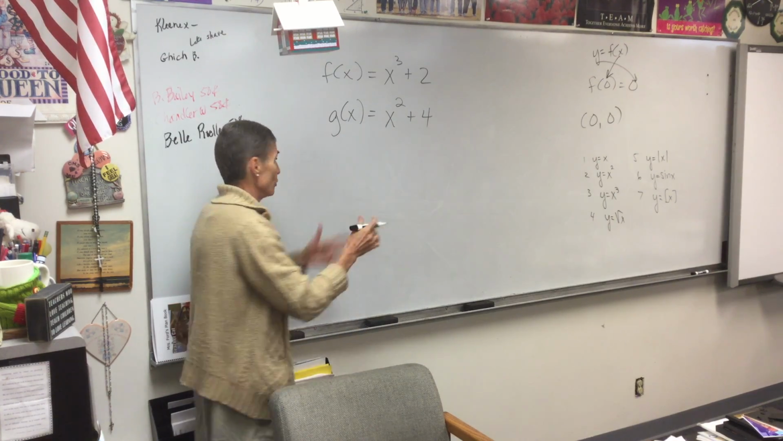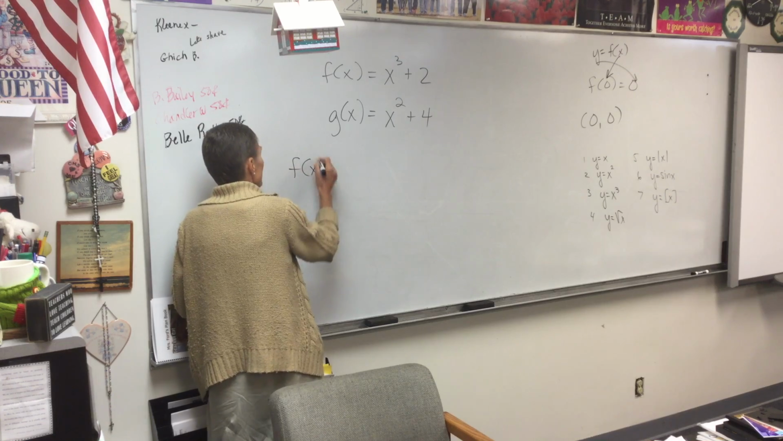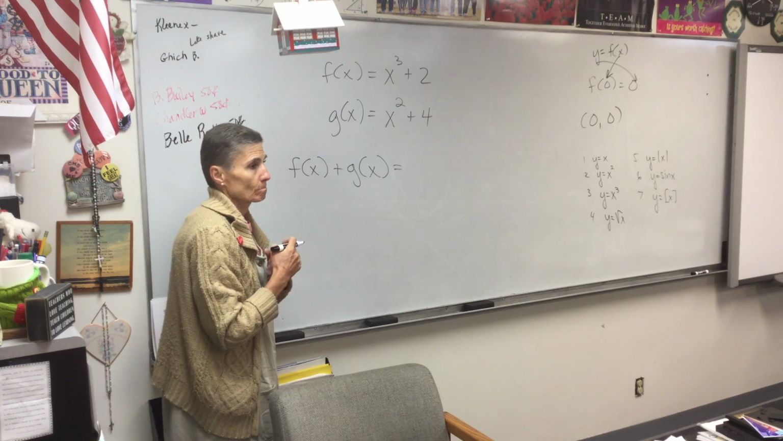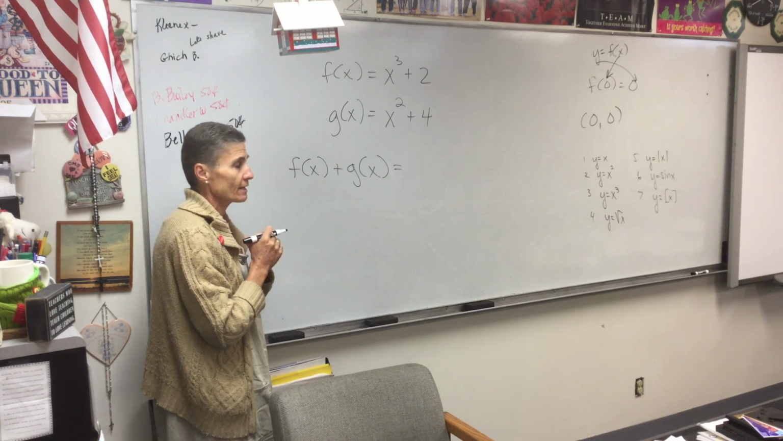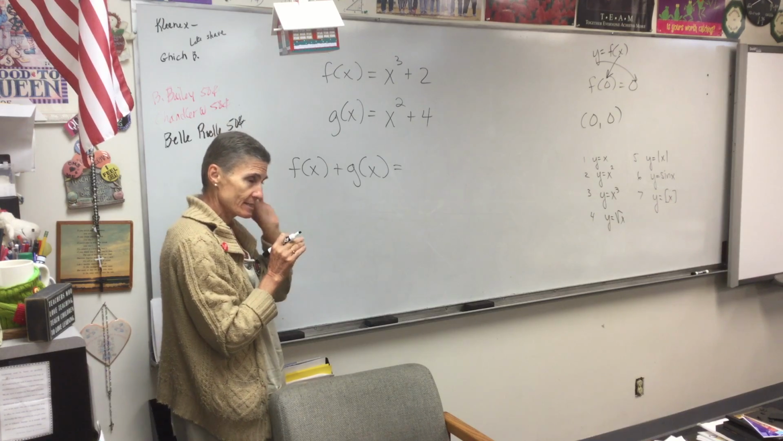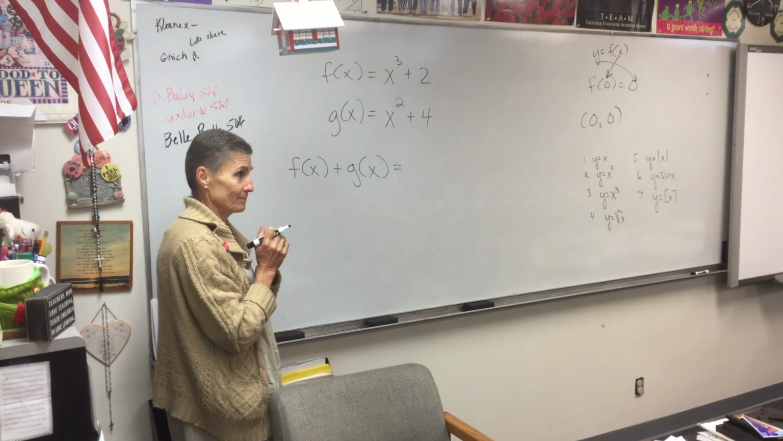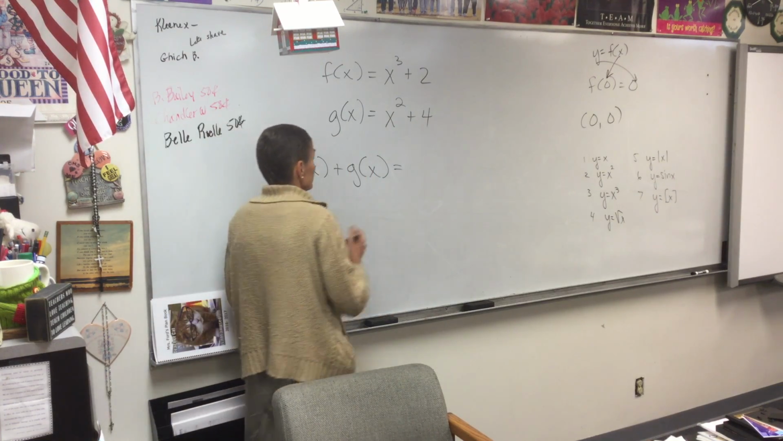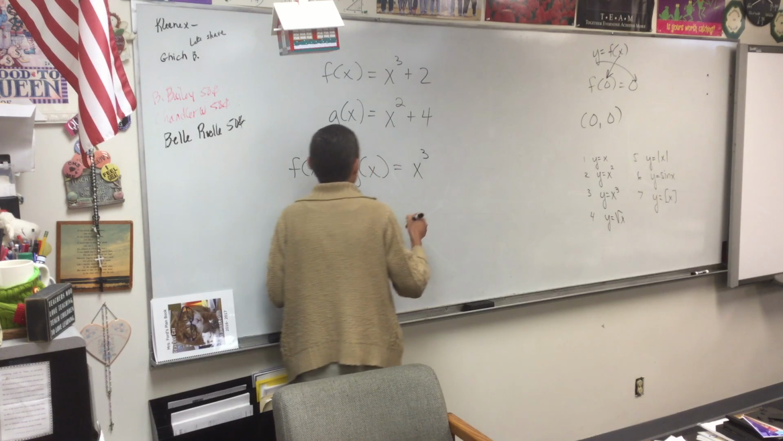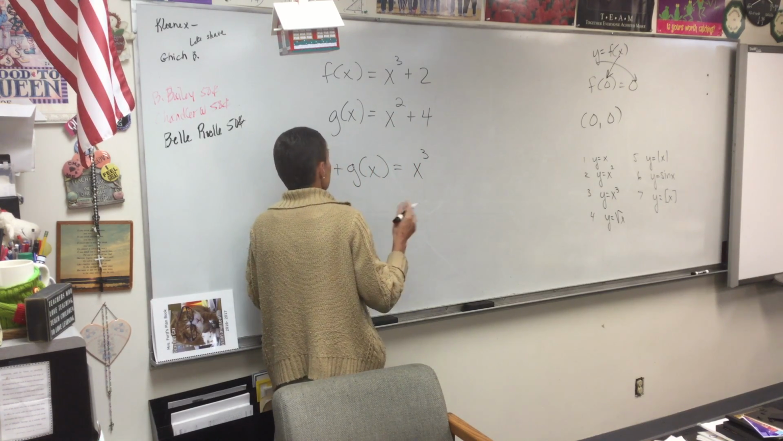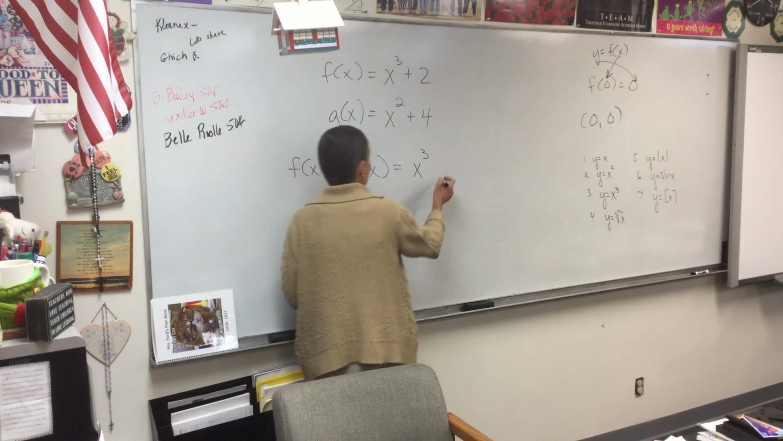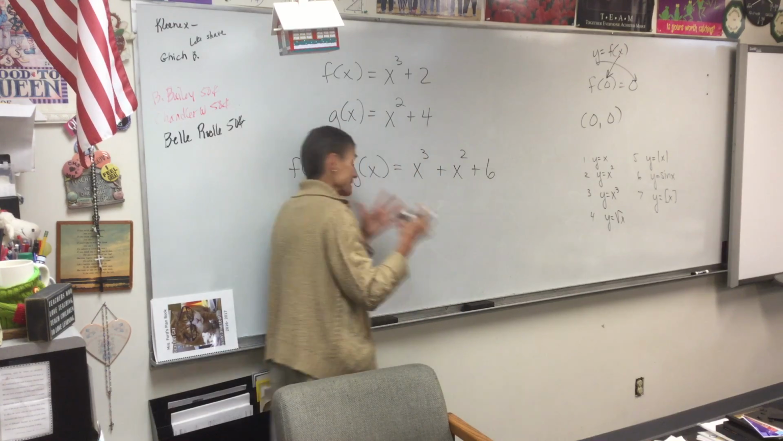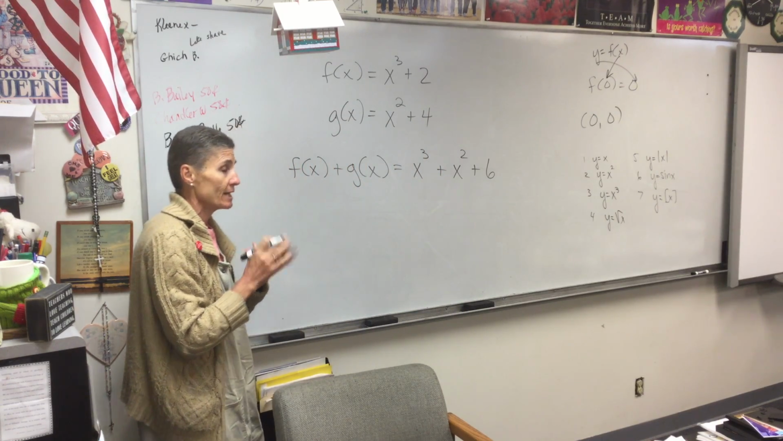Now, let's suppose that for some reason we wanted to add these two functions together. What do you think that answer would be? And let's not overthink this. It's exactly what you would think it would be. Parentheses, x to the third plus 2, parentheses. And you know what? Let's just add them. Let's bag the parentheses. For addition, it's not necessary. So what would I have? X cubed plus x squared plus 6. That's it. That's all there is to it. It's that easy.